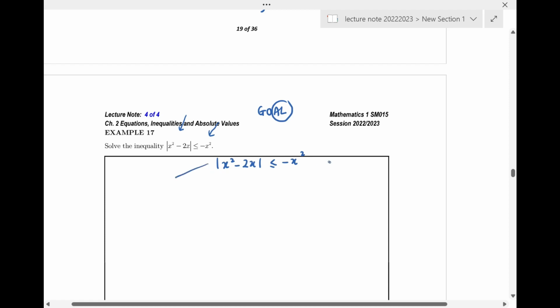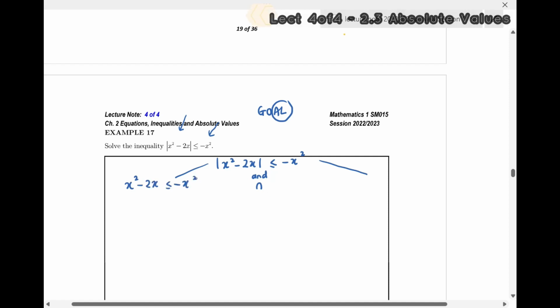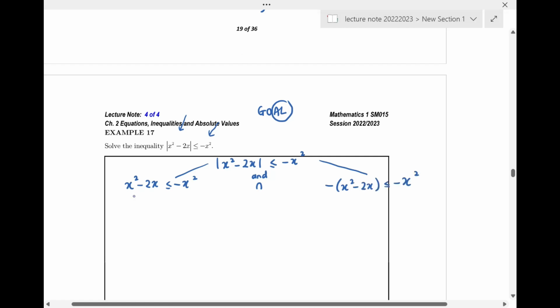I am going to separate these two and then write "and" in the middle. The first one is the positive, x squared minus 2x less than or equal to negative x squared. And the other one is the negative, negative of x squared minus 2x less than or equal to minus x squared. Okay, we solve the first inequality. We have 2x squared minus 2x less than or equal to 0. We divide both sides by 2, so we have x squared minus x less than or equal to 0. We factorize this one, so x minus 1.